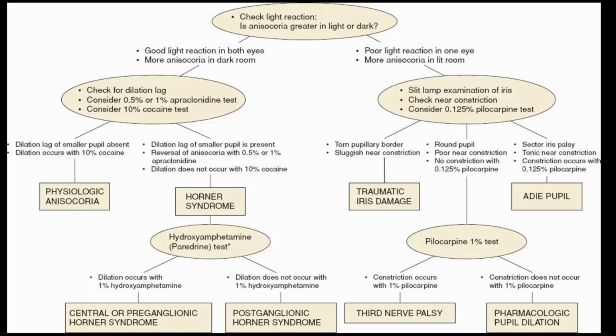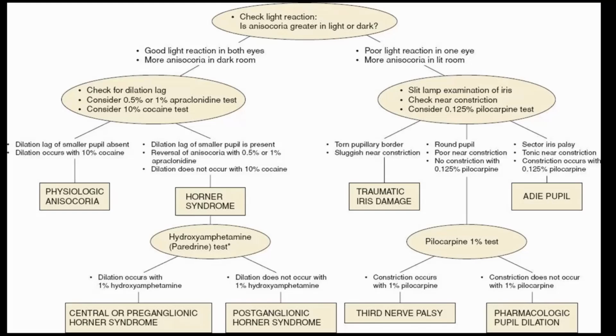This is the flow chart which will help you diagnose the cause of anisocoria. If anisocoria is more in the dark room, we should check for dilation lag, and consider the 0.5% or 1% apraclonidine test, and consider the 10% cocaine test. If there's no dilation lag and dilation occurs with 10% cocaine, it could be physiological anisocoria. If dilation lag of the smaller pupil is present, there is reversal of anisocoria with 0.5% or 1% apraclonidine, and dilation does not occur with 10% cocaine, it could be Horner syndrome.